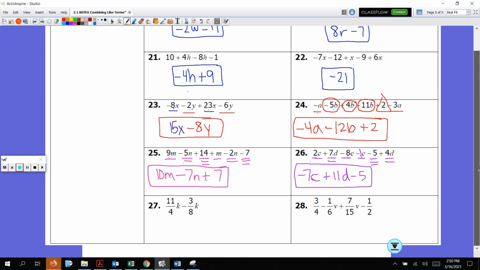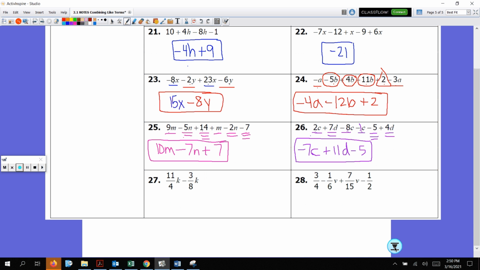Okay, 27. A little refresher on fractions. What do we need to have in order to add or subtract fractions? Common denominator. That's what we need to have. So we always look at the biggest denominator and ask ourselves, does 4 go into 8? Well, yes, it sure does. Then we have to rewrite these fractions with a common denominator.